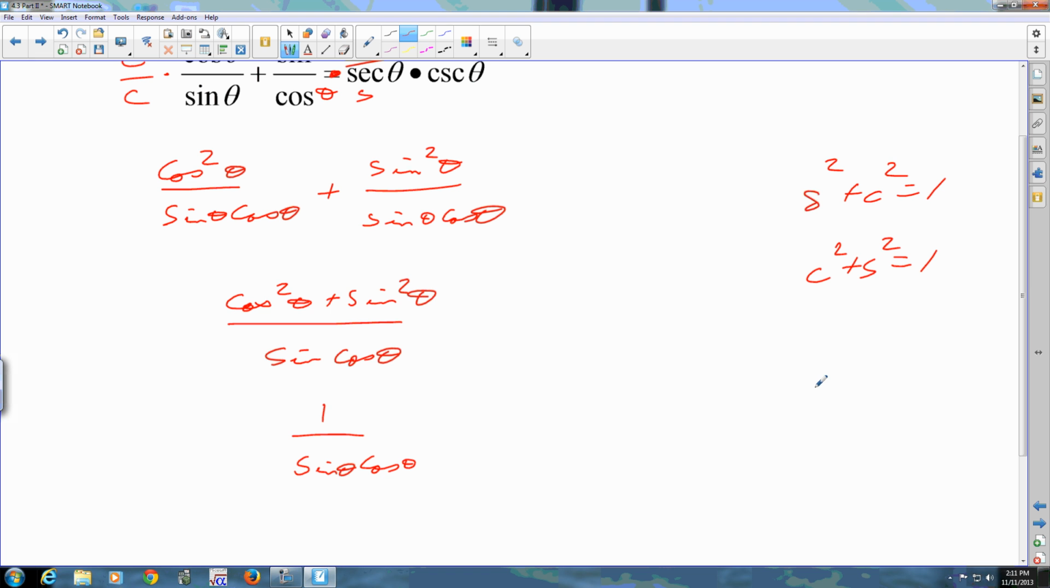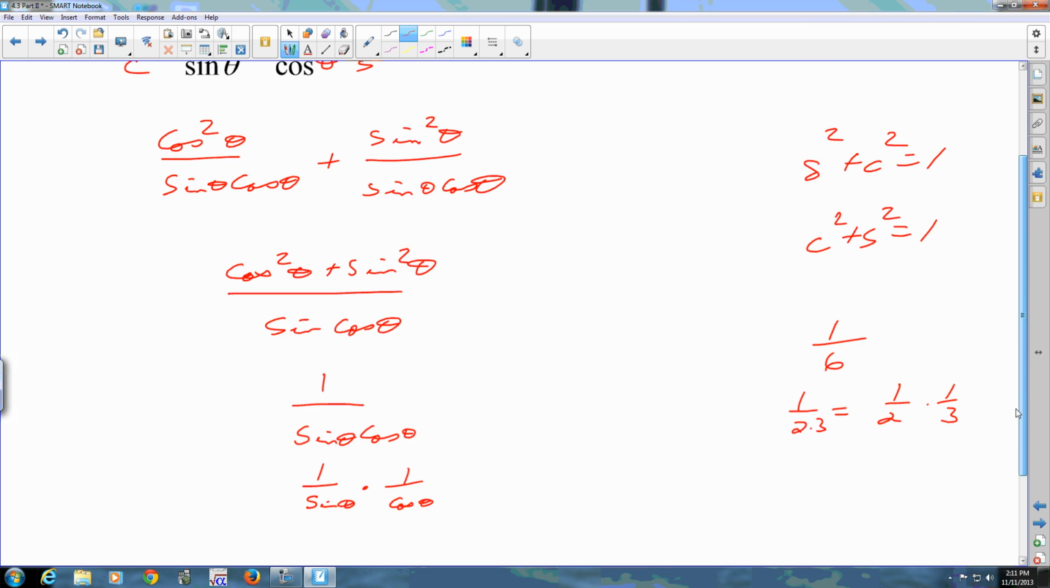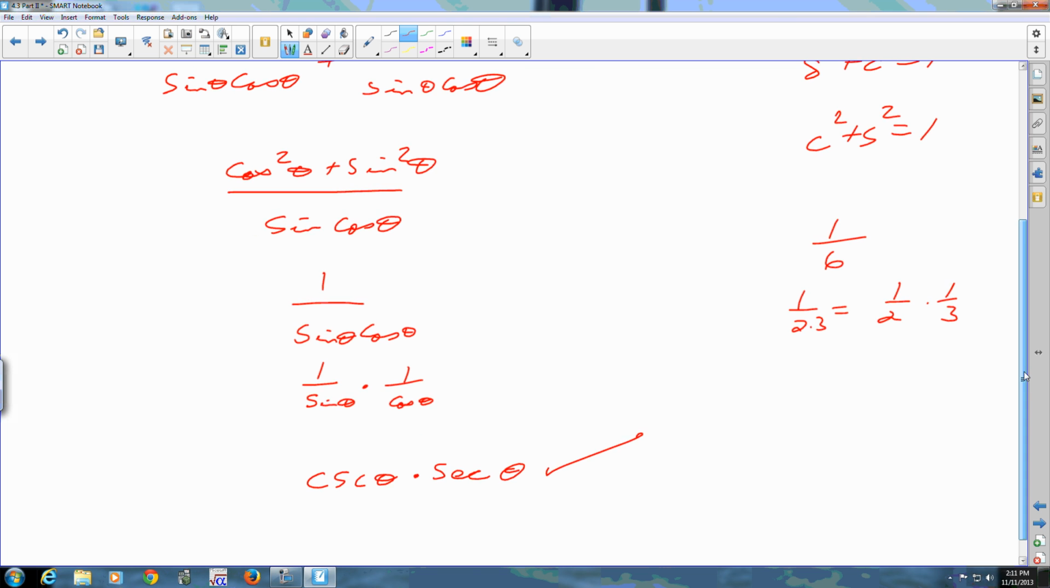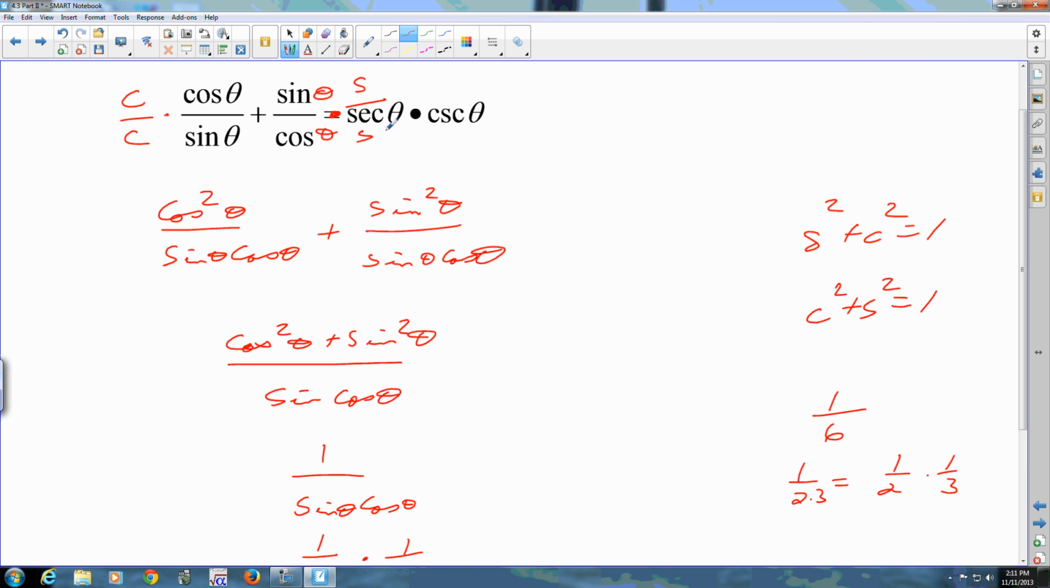Now, stepping aside for a second, if you guys had 1/6, that's the same thing as a half, or 1 over 2 times 3, which is the same thing as a half times a third. Okay, you need to be really careful with this property, but this is true. 1 over sine times 1 over cosine is the same thing as this. And this is cosecant theta times secant theta as required. Okay? As required.